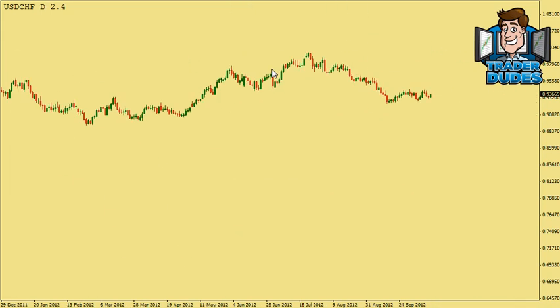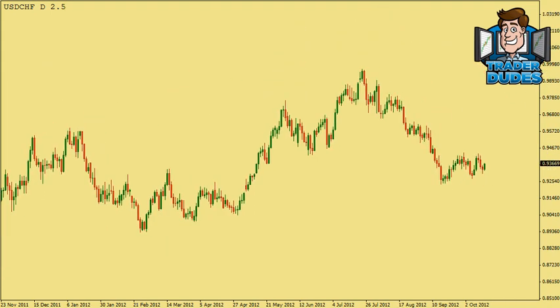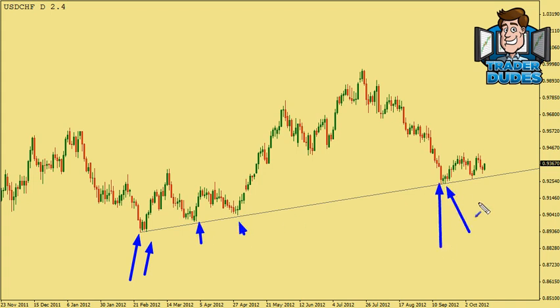Let's just scale that up a bit. So if you look here, we can see we have an extremely clear trend line drawn on the lows. Now, what's so significant about this trend line is the sheer number of touches that price has made so far. It's not a case of if this will break. It's simply a case of when.